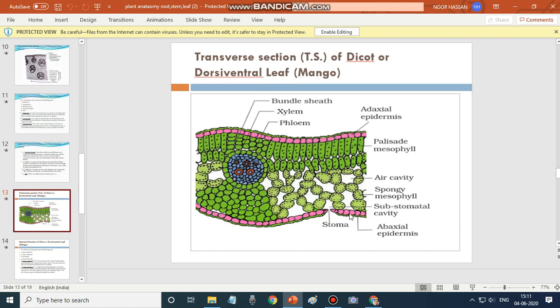This is called the lower epidermis. The lower epidermis is also made of a single layer of parenchymatous cells with a thin cuticle. In the upper epidermis the cuticle is thick and stomata are less in number or absent, but in the lower epidermis stomata are present and the cuticle is thin, because the ventral side is not exposed to sunlight, so stomata are more in number and the cuticle is thin.